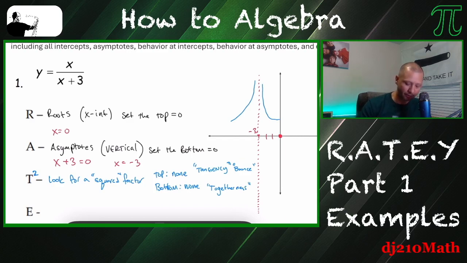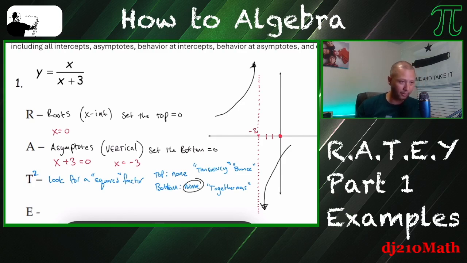If there was a squared factor in the bottom, but since there's not, that means that at the asymptotes, the graphs are going to be opposite of each other. Meaning, if the graph goes up this direction, then on the other side, the graph has to go down. Right? That's strictly because there are none in the bottom. There are no squared factors in the denominator.